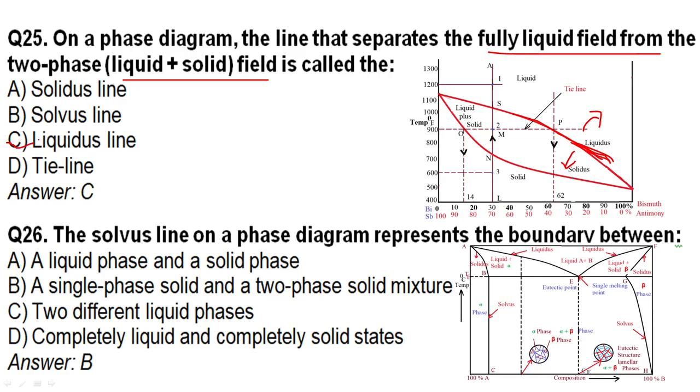The solvus line on a phase diagram represents the boundary between what? Which one is the solvus line? This is the solvus line for one component, and this is the solvus line for another component. This is the boundary between the single phase solid and the two phase solid mixture.